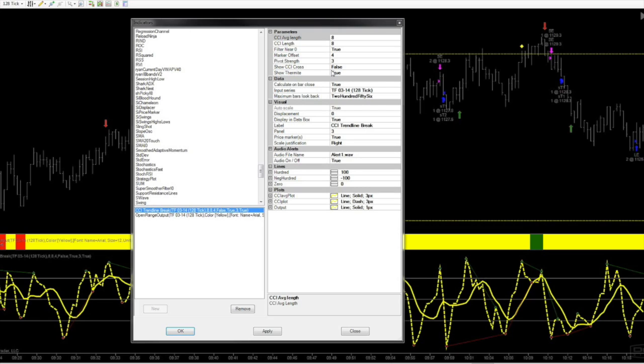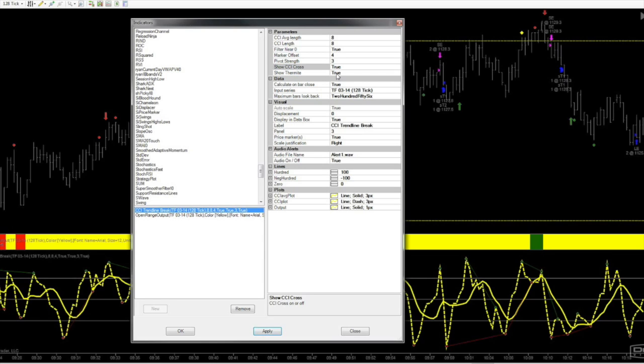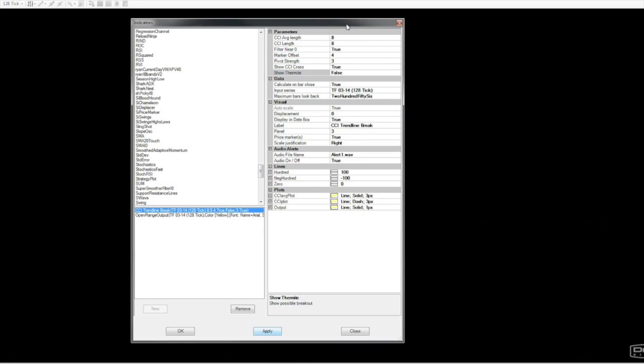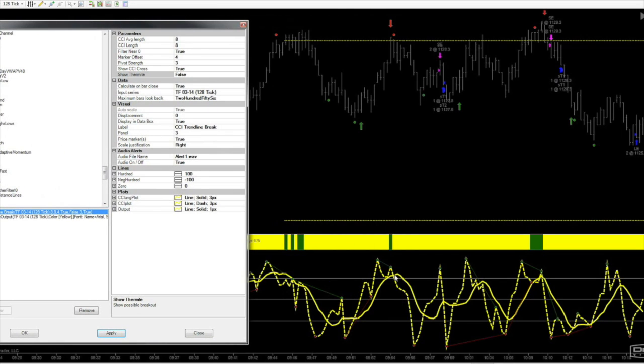There's an option here to show the CCI cross. There's an alternate strategy that some people use. I'll just put that on really quickly. I'm going to turn thermite off. I'll show you that next. Some people trade the CCI simply after it's gone into overbought, oversold, and then the average crosses down. A lot of people just find entries there, so I've made that an option here you can turn on, and if there is a cross in overbought and oversold, you just get a little dot where that cross happened, either way, short or long.